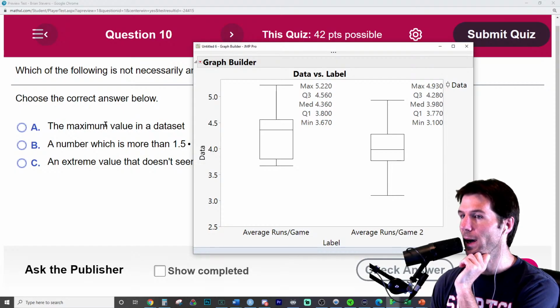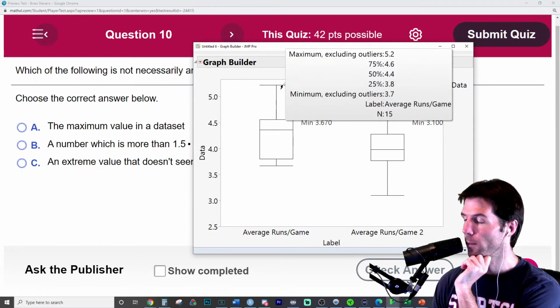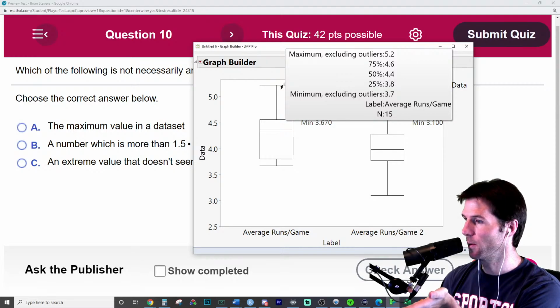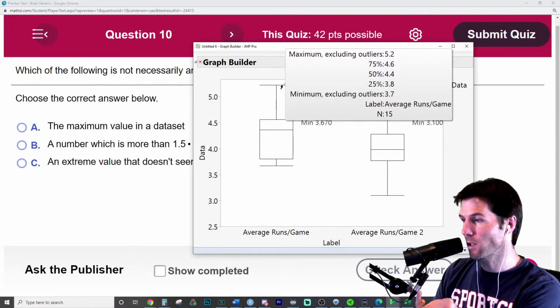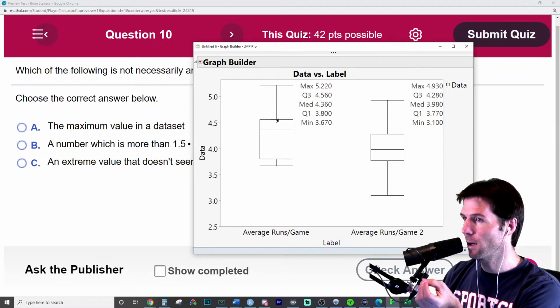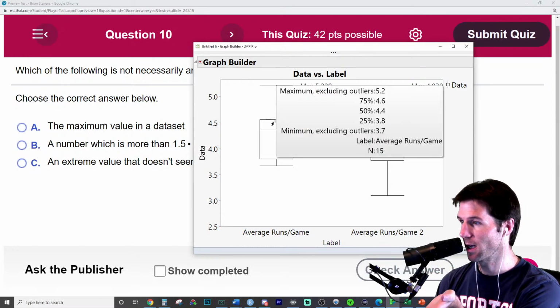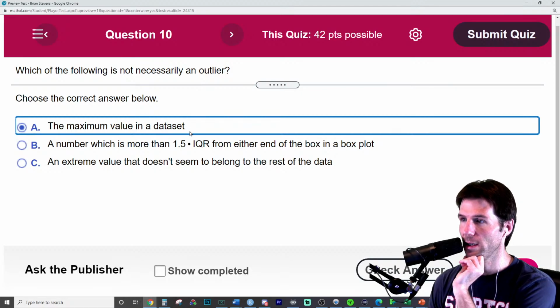If you look here, the maximum value in a data set does not have to be too far away. Imagine if you ask people, how many yachts do you own? And everyone's like 0. Well, then the maximum value is 0. The maximum value does not need to be an outlier. If it's not more than 1.5 IQRs above Q3, then it's not an outlier. So this is not necessarily an outlier.